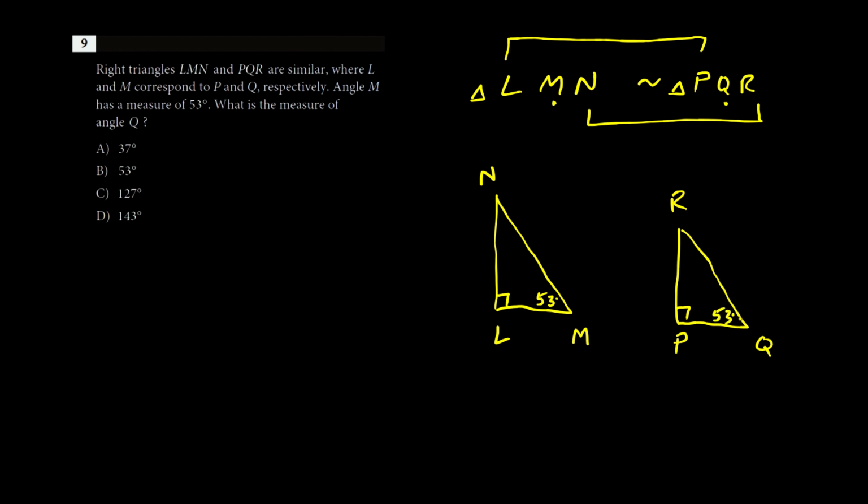It says, what is the measure of angle Q? Well, we really didn't even do any work here because we know right away that M matches with Q. So in this problem, we could have just looked at the fact that Q is 53, M is 53, so Q is 53 because they all match up. So our answer is choice B.